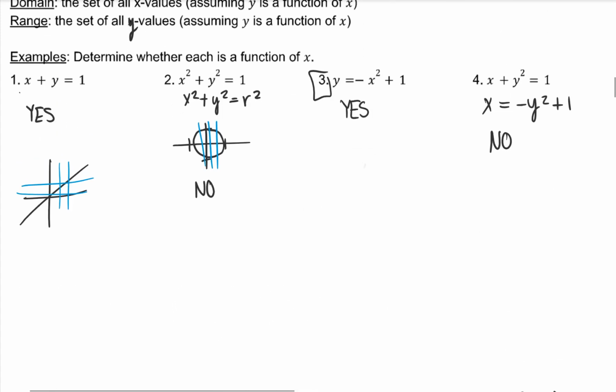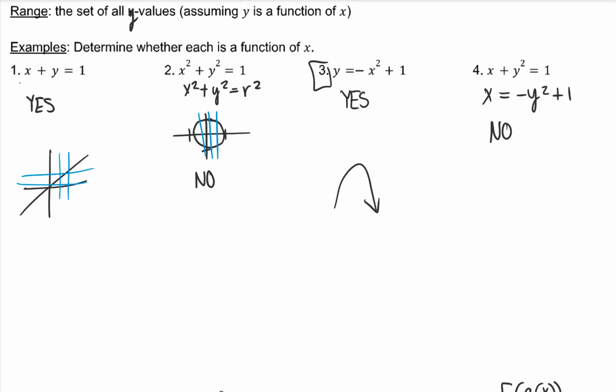But what about number 3? This is a parabola, and a parabola passes the vertical line test, but it does not pass the horizontal line test. So number 3 is not one-to-one and does not have an inverse, or its inverse has restrictions.